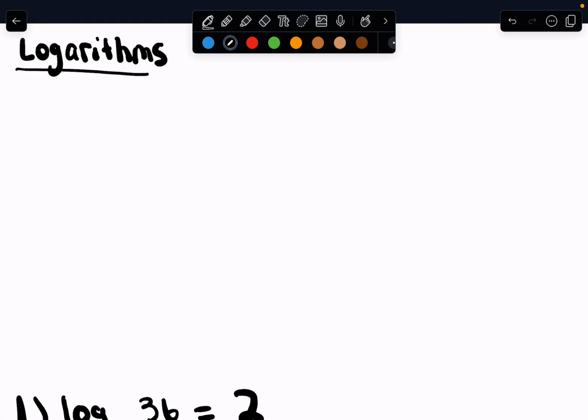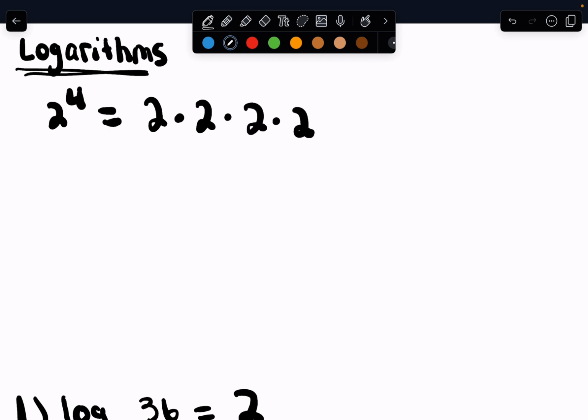Talk in the world of logarithms. So we know our exponent rules. We have 2 to the 4th here, which will give us 2 times 2 times 2 times 2. Now this is because we multiply 2 by itself 4 times. And this gives us 2 times 2 is 4, times 2 is 8, times 2 is 16.